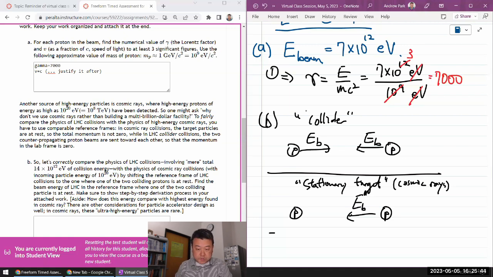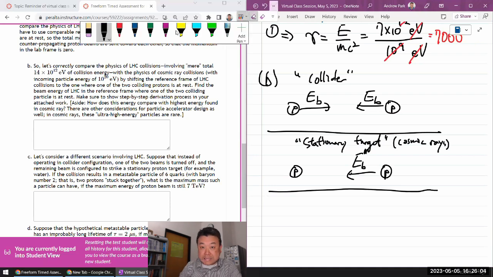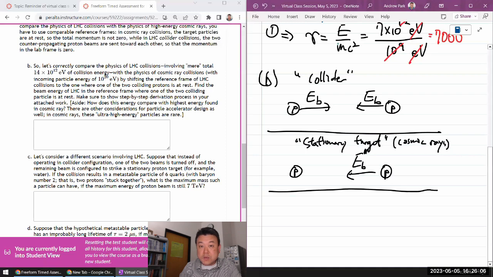So with those pictures in mind, it's asking, let's correctly compare the physics of LHC collisions with the physics of cosmic ray collisions. Find the beam energy of LHC in the reference frame where one of the two colliding particles is at rest. Okay, so I think this is how I want to label it, and this is probably how I labeled it in the solution. I'm going to call this my frame S, and I'm going to call this my frame S prime.